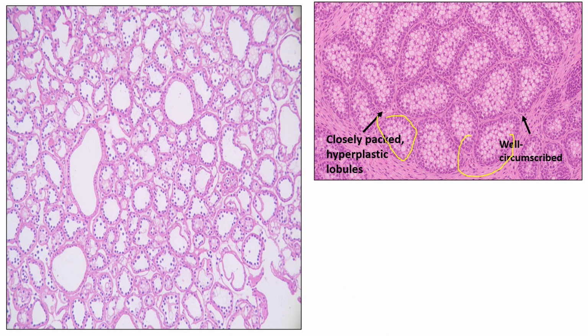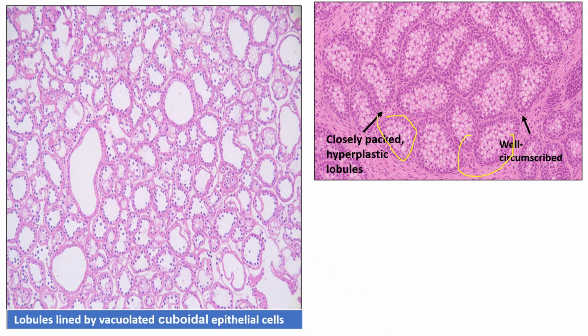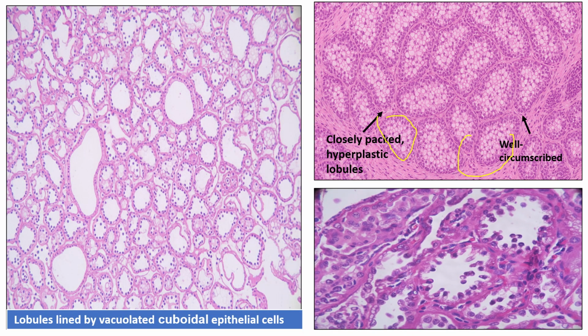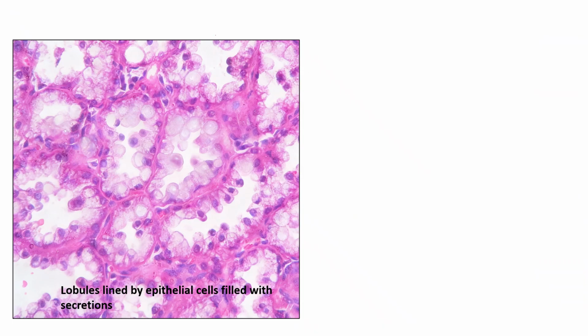And in the low power view, these lobules are lined by cuboidal epithelial cells which can be columnar also, showing a hobnail pattern. Okay, so this is a hobnail pattern you are able to see here. In the next picture you'll see it clearly. So in this high power view you are able to see lobules which are lined by epithelial cells and filled with secretions. What type of cells are these epithelial cells?